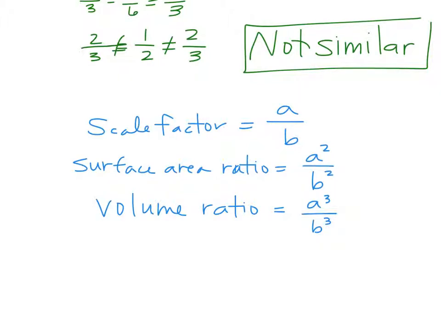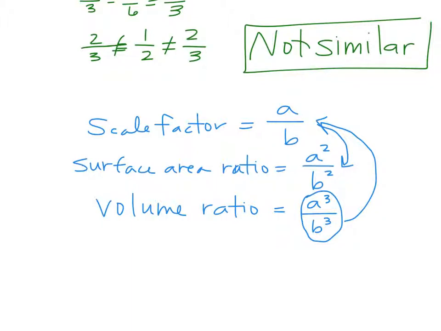So this one gets a little bit trickier now that there's volume involved. Think about it this way. If you are at a volume ratio, how do you get back to here? You do the cube root. You cube root it, right? It's the 3 with the square root symbol. You cube root to get to the scale factor so that you can square it to get to here.